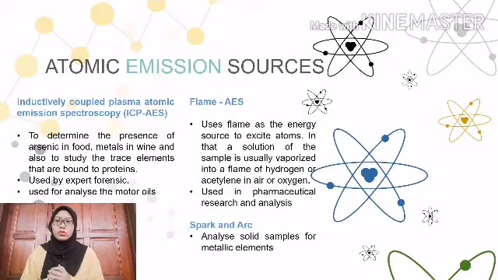Furthermore, this method is also used by forensic experts to study soil samples found at crime scenes and ascertain their origin. It is also used to analyze motor oils, for quality control and to help the functional efficiency of automobile engines. For arc and spark, this method is used to analyze solid samples for metallic elements. The arc or spark is passed through the sample at high temperature to excite the atoms. Once the atoms are excited, they emit light that disperses through a monochromator and detector.